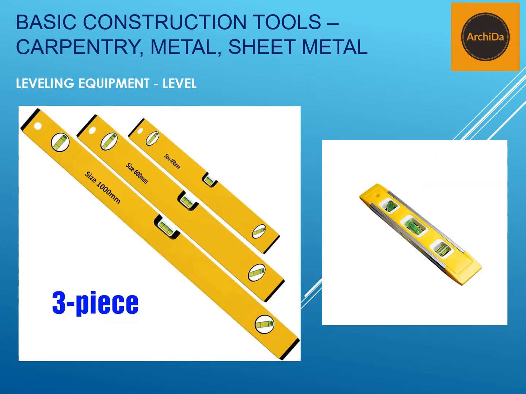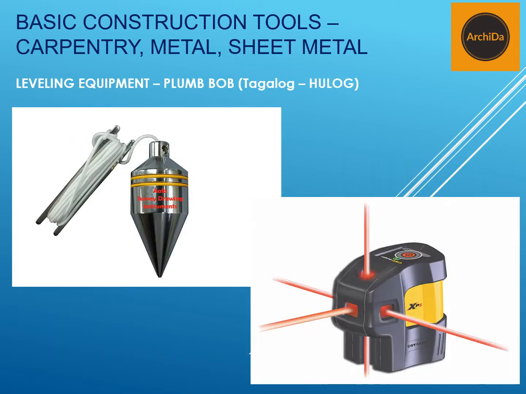Next is the leveling equipment or the level. In Tagalog, sometimes they call it libel. So you have these three pieces as the picture on the left indicates. These are for longer versions of a level, while on the right-hand portion is your pocket version of a level. Another leveling equipment is the plumb bob. In Tagalog, it's called the hulog. This is used to look at the level in a vertical manner.